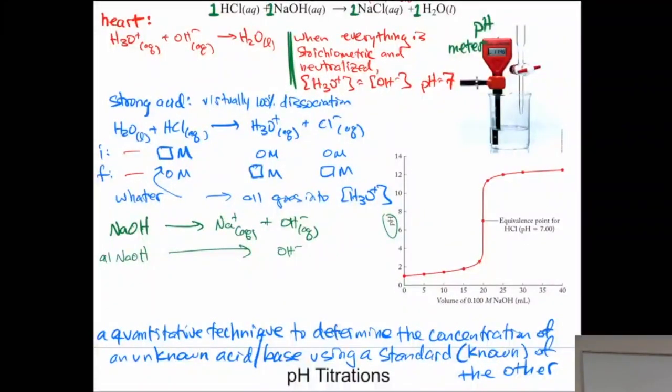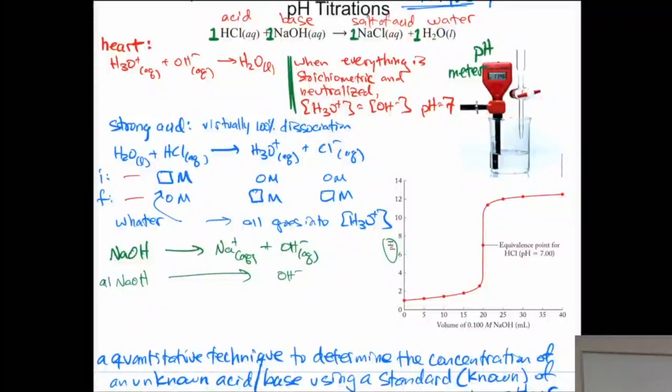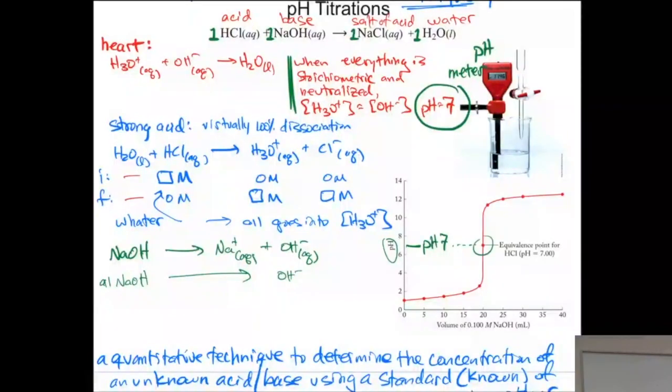Because when we get to this magic place where things are equal, what do we know about the pH? It equals 7. And you can see it right here. Here's pH 7. And look what happens at pH 7. We are at what we call the equivalence point. This is the kind of curve that comes from doing a titration experiment.